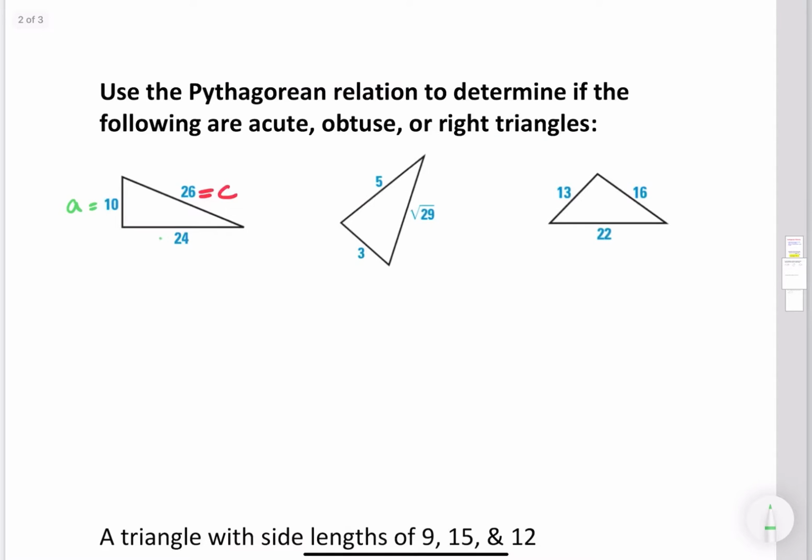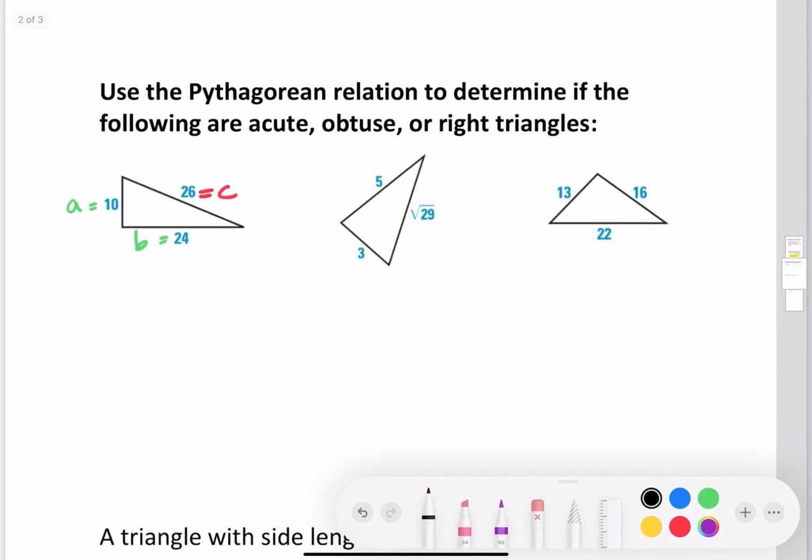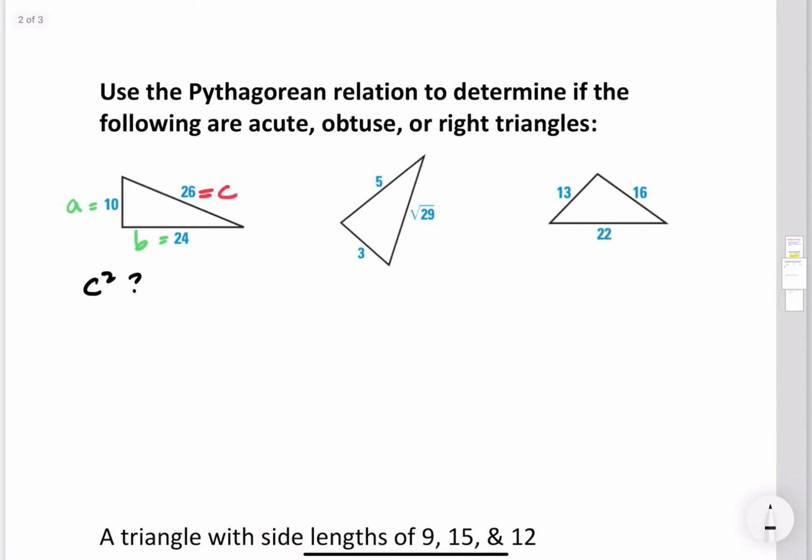It doesn't matter which ones are a and which ones are b. Typically, we write a as the shorter leg and b as the longer leg, but again, it doesn't really matter. So I'm going to write this relationship. We have c squared is something. We're not sure if it's equal to, less than, or greater than a squared plus b squared. So that's what we're going to try to figure out.